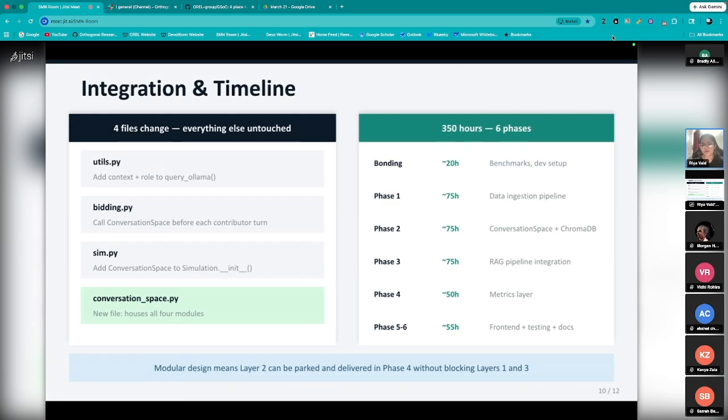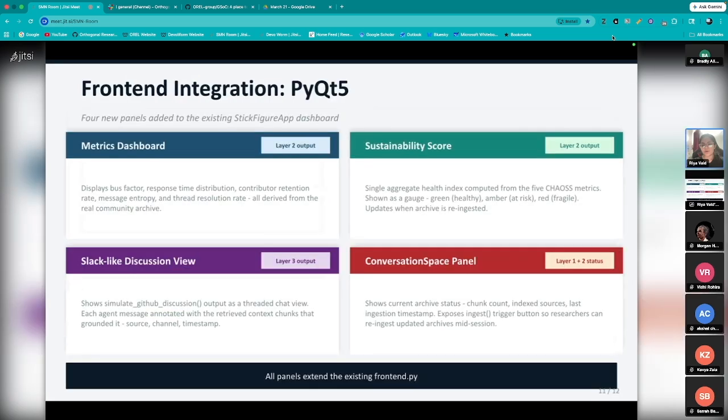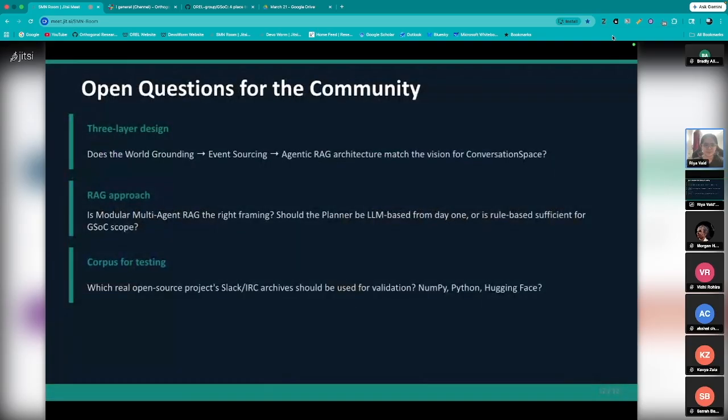So this is the timeline, and this is the front-end integration that I have been proposing, which includes a matrix dashboard, a Slack-like discussion view, a sustainability score, and a conversation space panel.